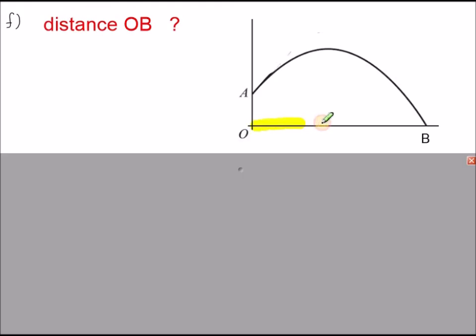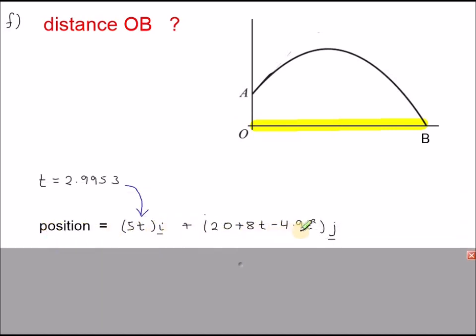Part F, we're trying to work out the distance O to B. Now the position vector is referenced from point O, so we can take the vector and substitute in a value of time for point B, and we can work out the position of point B relative to O.